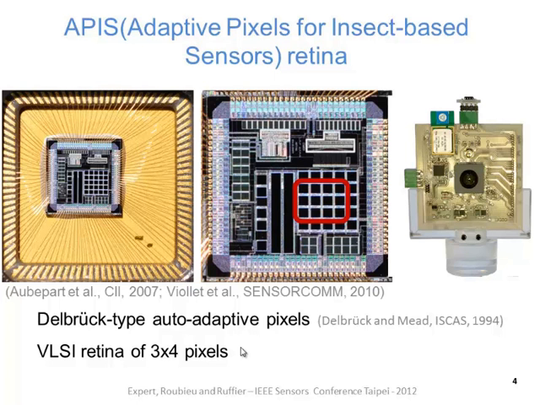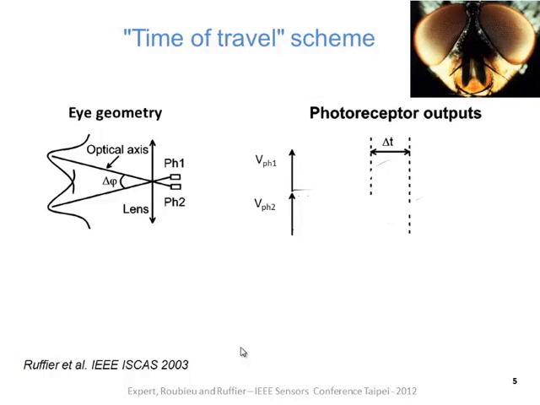And with the electronics, we want to be able to compute the optical flow, which is also an angular speed, with this retina. The way we do that is by using what we call the time of travel scheme, which is inspired by the electrophysiological findings on the fly eye. And the idea is quite simple.